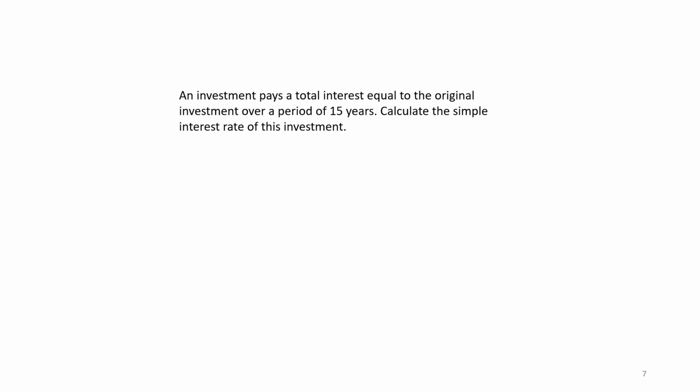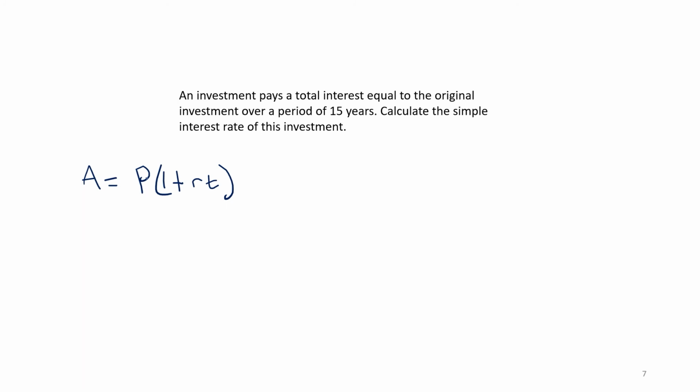So this requires you to know the equation and also be able to play around with it. So let's think about what this means. An investment pays a total interest equal to the original investment over 15 years. Calculate the simple interest rate of this investment, so we know which equation we're using. We can write this two ways. If you only have the first one memorized, if it pays interest equal to the original investment, that means that it has doubled in value. So with our equation, we know that A is going to equal 2P.